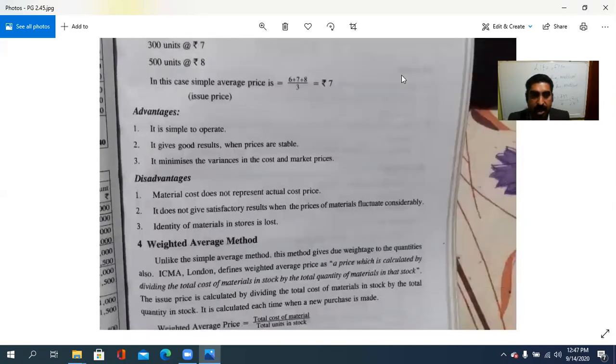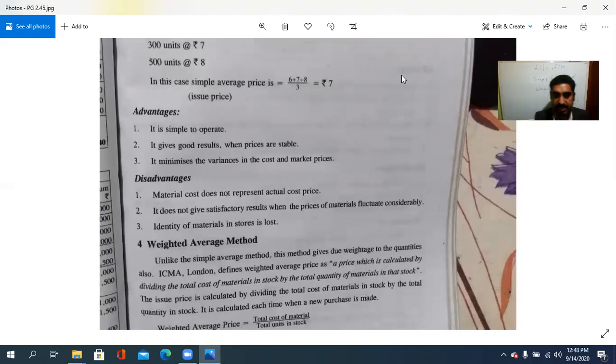Then the advantages of this method: it is simple to operate, it gives good results when the prices are stable, and it minimizes the variance in the cost and market price also. In the previous example, 400 units at rupees 6, 300 units at rupees 7, and 500 units at rupees 8 is the purchase. If 700 units are issued, we need to take 700 into 7, because it minimizes the variances in the cost as well as the market price.